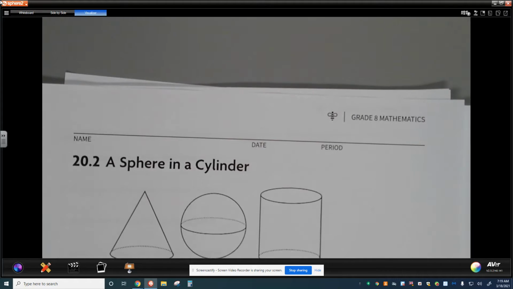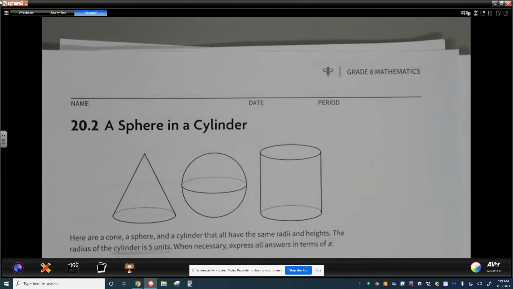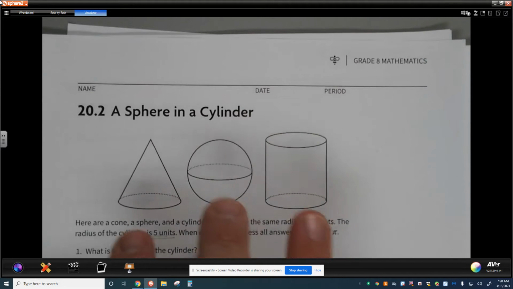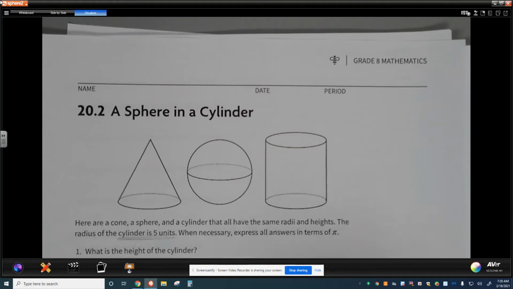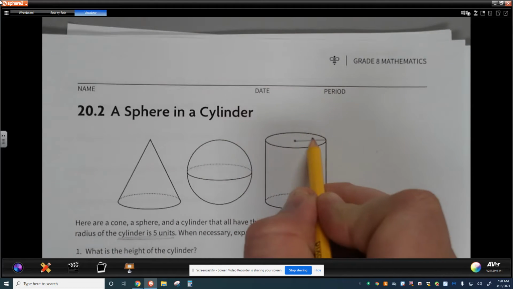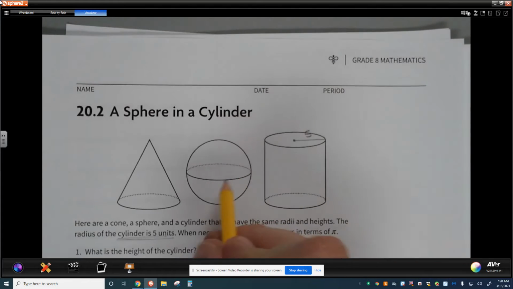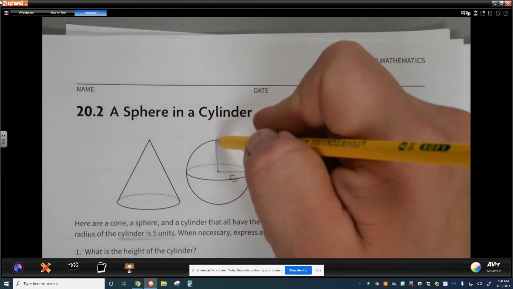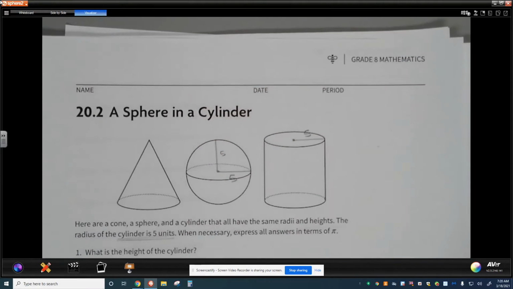The next section is talking about a sphere in a cylinder. So here's a cone, a sphere, and a cylinder that all have the same radii and the same heights. That's a really cool thing for us because that means that there's a direct connection between all three of them. The radius of the cylinder is 5 units. So we can start by just labeling that radius right here, 5 units. We can also label the radius of the sphere right here, but don't forget the radius of the sphere goes in every single direction. So we'll give a vertical as well, and that means the radius of the cone is also 5 units.